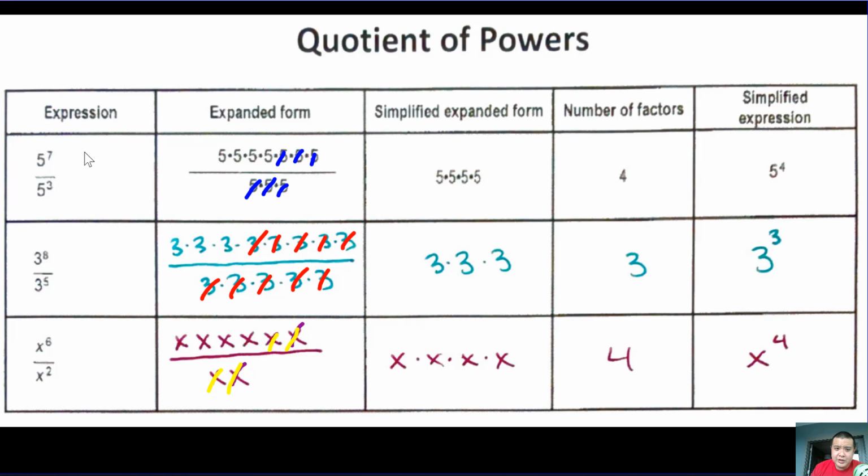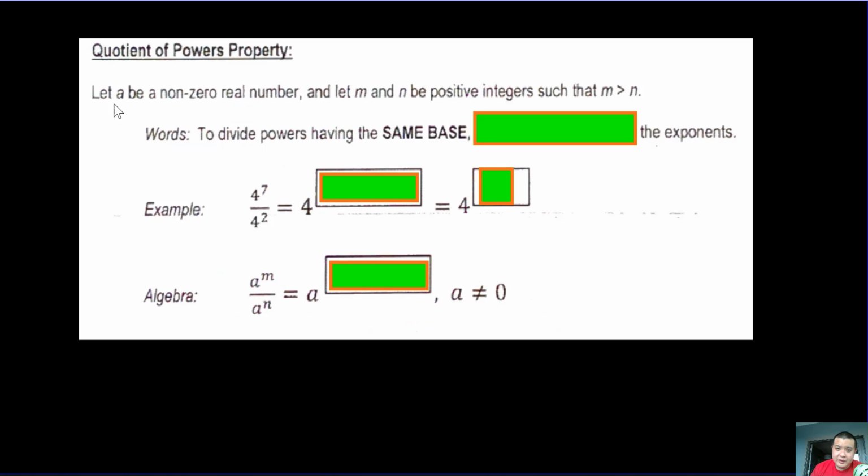So what you could notice is that if you take the exponents, 7 and 3, subtract them, we get 4. If we do 8 minus 5, we get 3, which is this exponent right here. And if we do 6 minus 2, we get 4. So the rule is, let a be a non-zero real number, and let m and n be positive integers such that m is greater than n. To divide powers of the same base, you have to subtract.